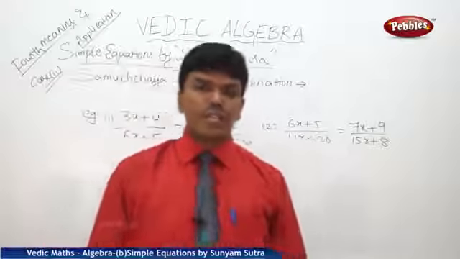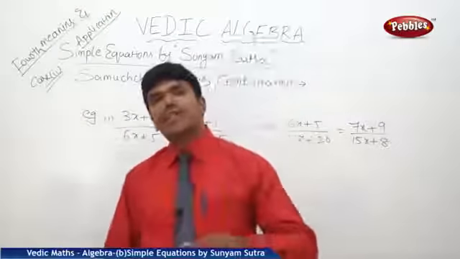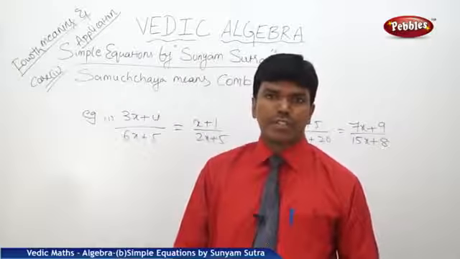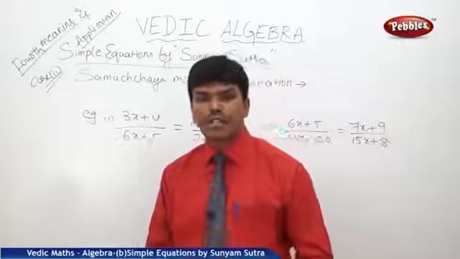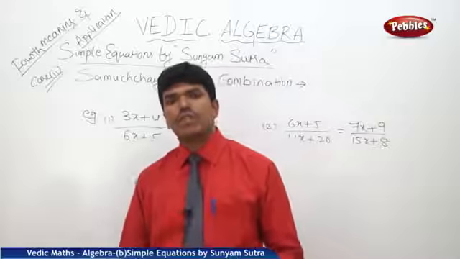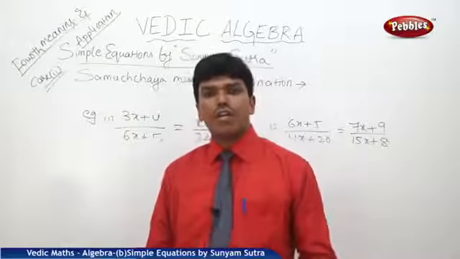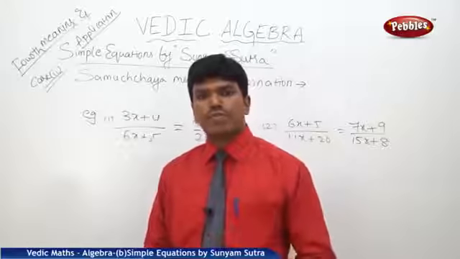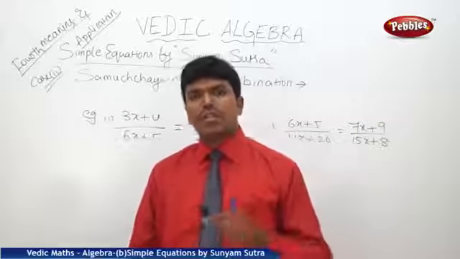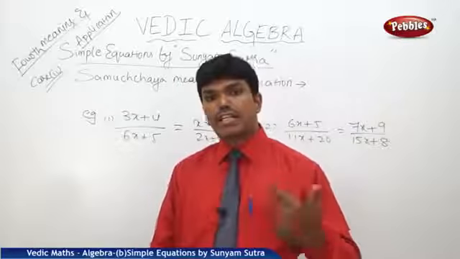Now let us see the second case of the fourth meaning and its application. Previously we have seen case 1, the first case. The first case is what? When the sum of the numerators as well as the sum of the denominators are equal, then that sum should be equal to 0 to get the solution. But that is case 1. What is case 2 now?